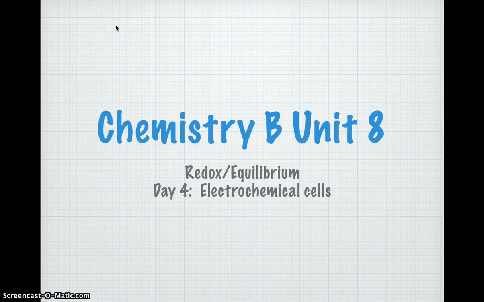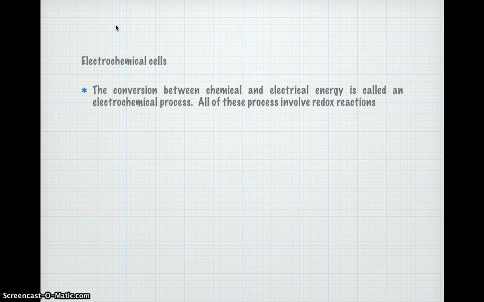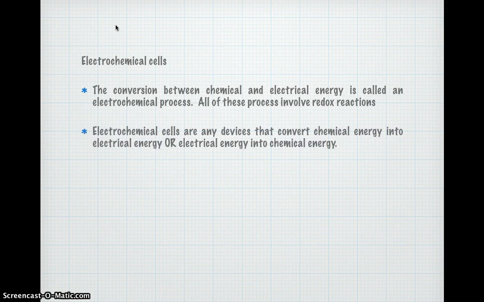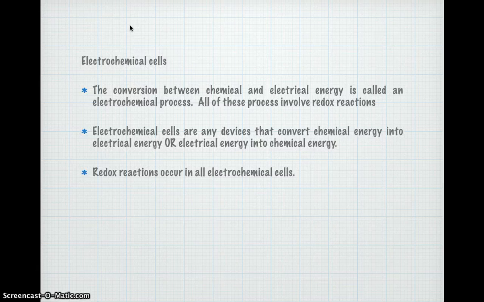Okay, and this is Chemistry B, Unit 8, Redox Equilibrium chapter, Day 4. We're going to talk about electrochemical cells. The conversion between chemical and electrical energy is called an electrochemical process. All of these processes involve redox reactions. Electrochemical cells are any devices that convert chemical energy into electrical energy or electrical energy into chemical energy. Redox reactions occur in all electrochemical cells.